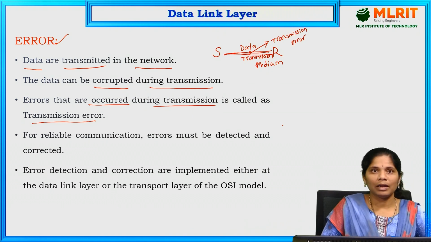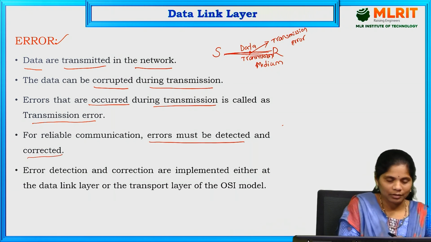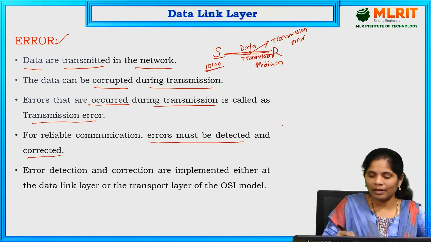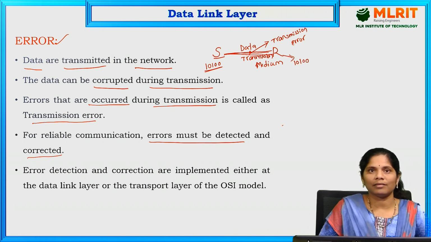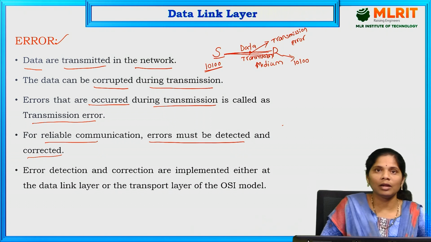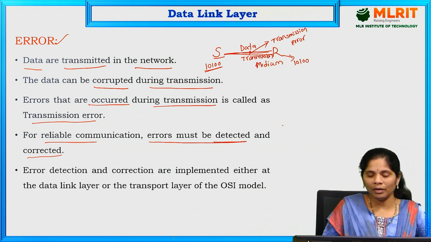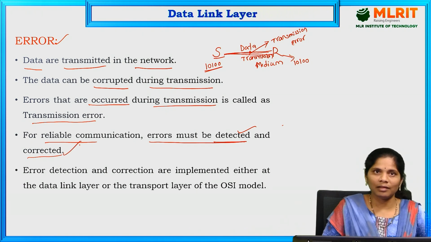For reliable communication, the error must be detected as well as corrected. If the sender sends some data, the receiver should receive exactly the same data. Then that is called reliable communication. For that, if an error happens, we have to detect the error as well as correct it. That is error control.